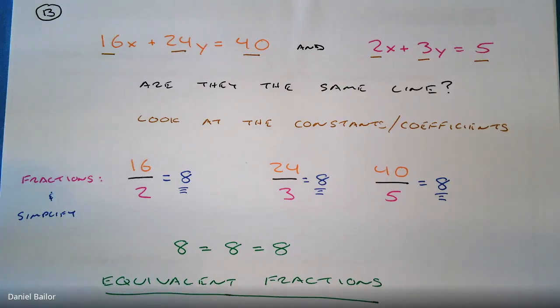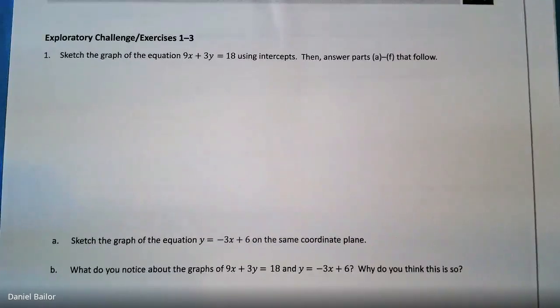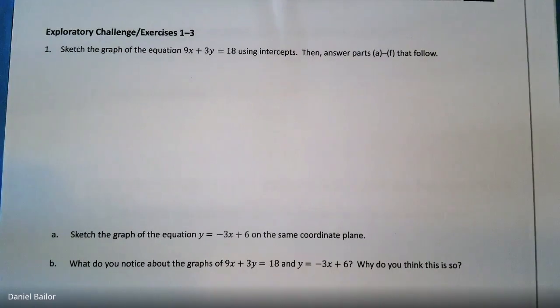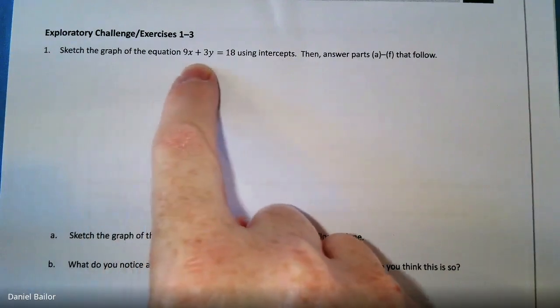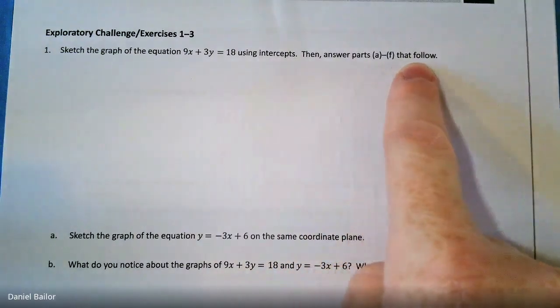If you understood that perfectly, excellent. But we do have some exercises, a little bit exploratory activity to help you understand it further. So let's start the first page of our lesson, page 281, which looks like this. That's in front of you right now. Exploratory challenges and exercises 1, 2, and 3. So we have 3 exercises that we are going to work on today, where we're going to test this to see if it works. 1, sketch the graph of the equation 9x plus 3y equals 18 using intercepts. Then answer parts A through F that follow.